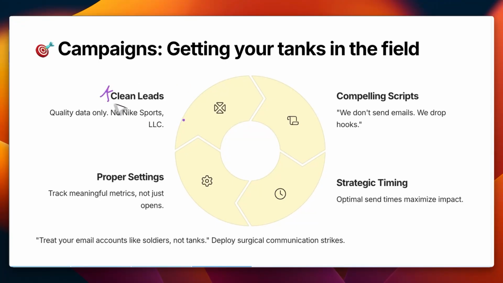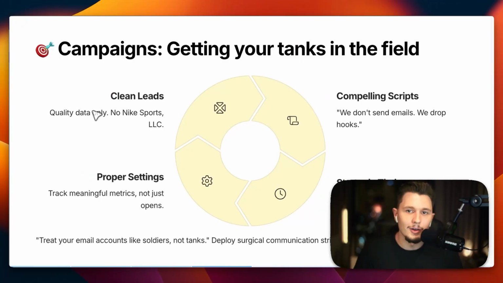Number 1 is going to be you need clean leads. That's who to contact. Number 2 is compelling scripts. That's what you say. Number 3 is strategic timing. That is when you send it. And number 4 is proper settings, which is how you send these emails. So we're going to cover each and every single one of these, but not only how to add them. I'll give you a mini masterclass on each and every single one of these.